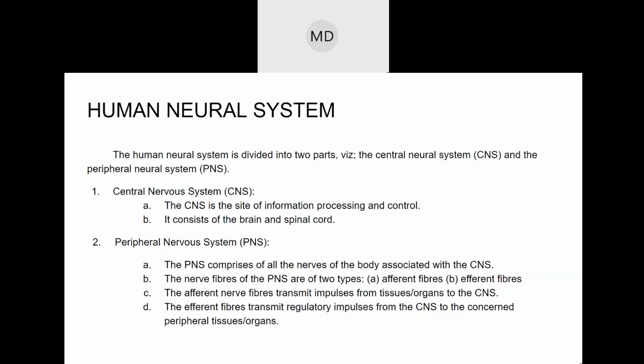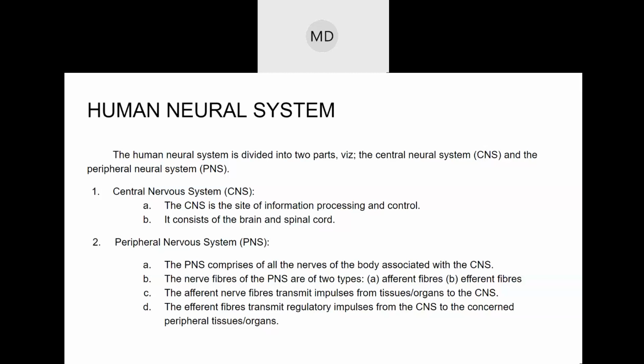All of you know the brain and the spinal cord, the spine. The brain and the spine are included under the central nervous system. And the peripheral nervous system comprises all the nerves in your body. So CNS comprises the brain and spinal cord, and the peripheral nervous system comprises all the nerves, the nerve fibers.